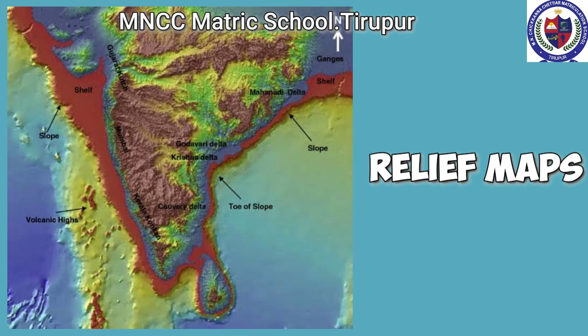Different levels of altitude are shaded with different colors. Low to high: light green, light brown, dark brown, crimson red, and finally white for the highest altitude. Generally, the sea is colored blue and the shallow waters are shown by light blue colors.